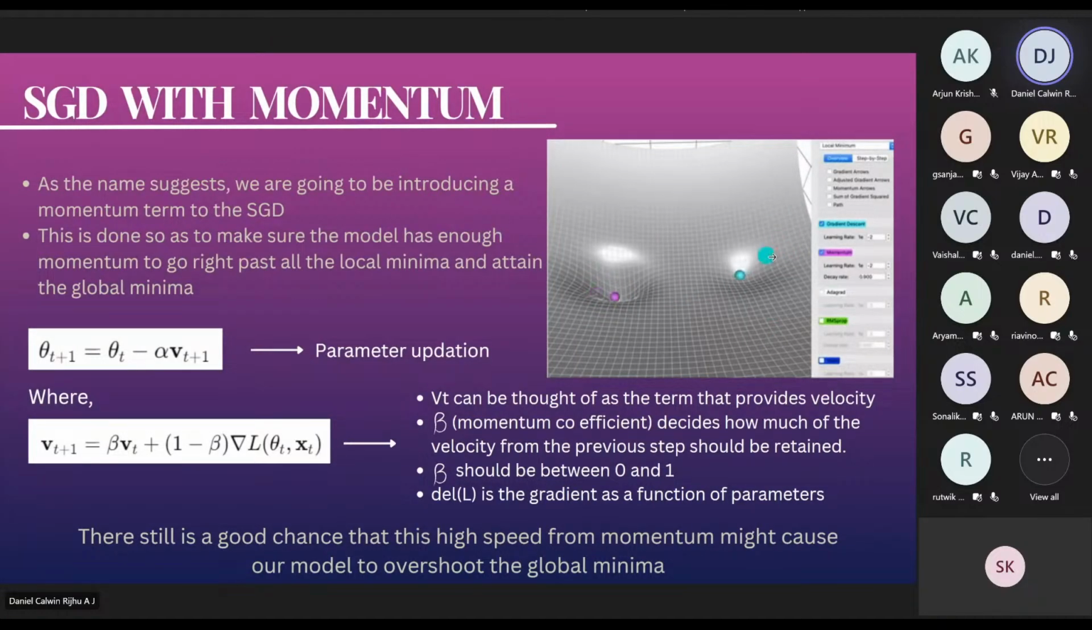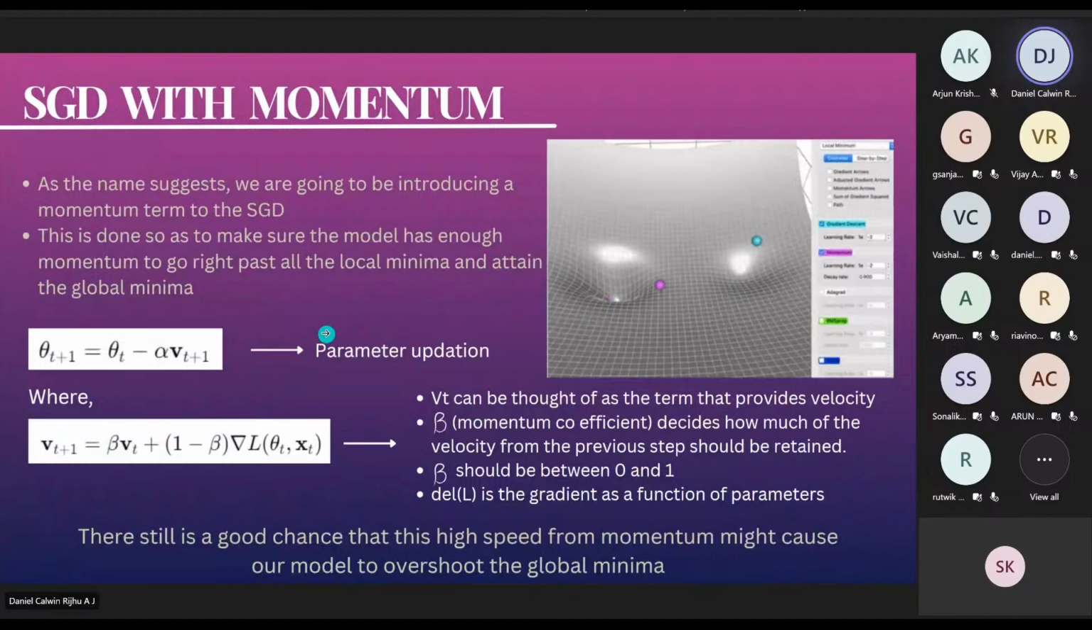So as you can see, the pink ball, since it has an initial momentum, is able to climb itself out of the local minima, which is the right one over here, and it's able to land itself on the global minima. Whereas the blue ball, which is just a normal SGD, doesn't have any momentum at all. So it's going to just stay at the local minima and never attain the global minima. So that is the basic idea behind the SGD with momentum operator. It aims to roll right past the local minima and attain the global minima.